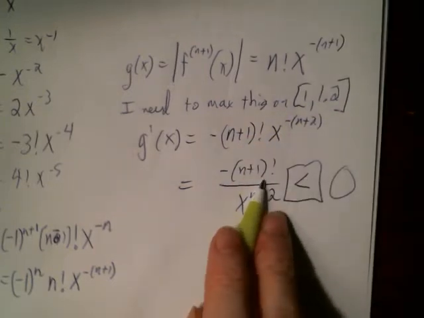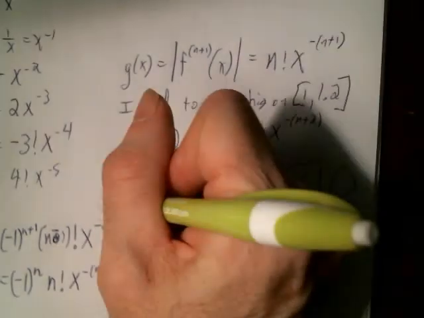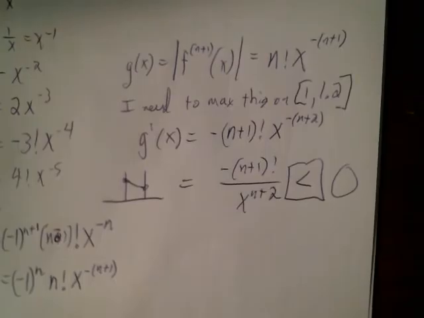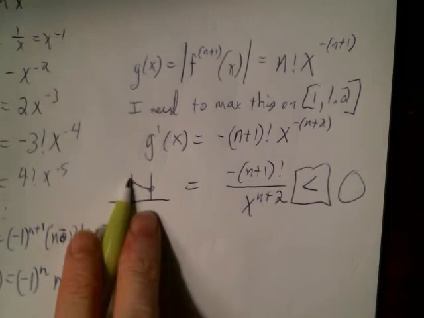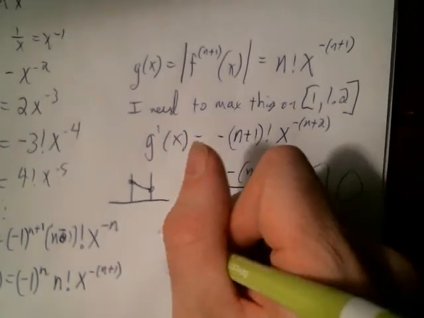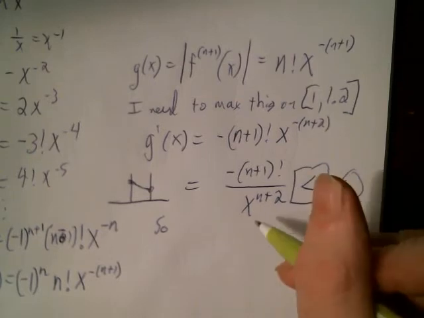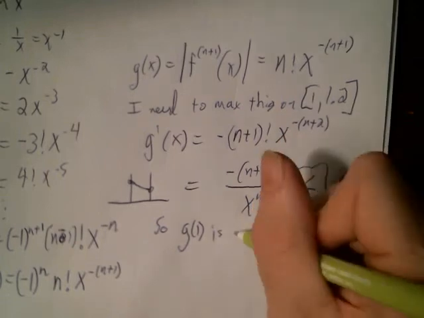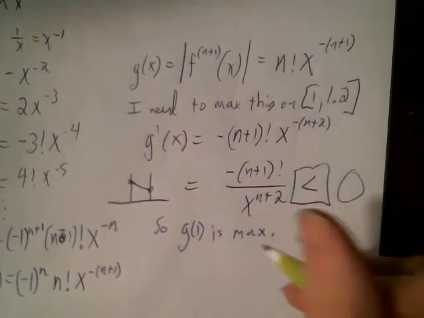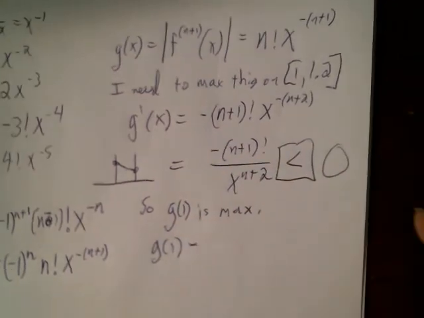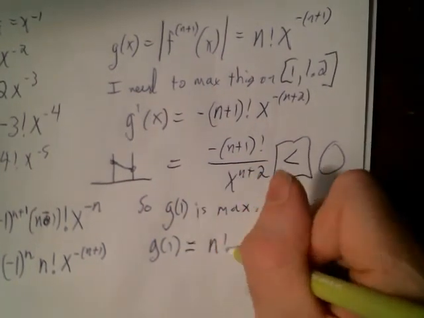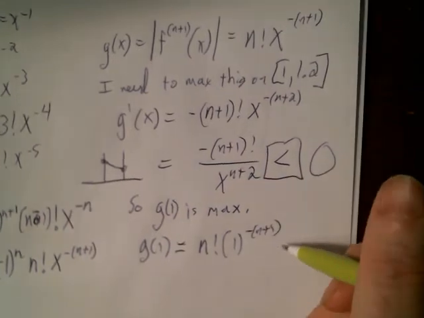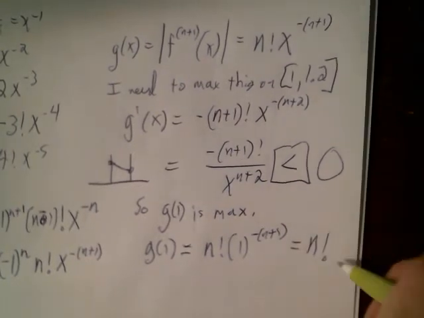So all we have to do is evaluate the function at the endpoints. But because we have a derivative that's decreasing, we know that on this interval from 1 to 1.2, the function must be going down like this. In other words, this function is maximized at the left-hand endpoint. So finally, the maximum should be g of 1. And g of 1 equals n factorial times 1 to the negative n plus 1. 1 to any power is just 1, so g of 1 equals n factorial.